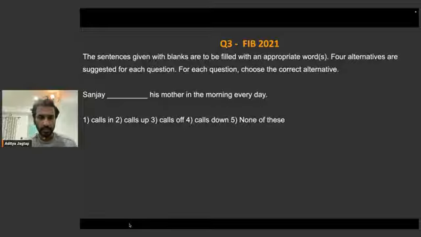All right, let's look at another fill in the blank question from the 2021 paper. It's not like I've chosen from two papers actually. Overall, the level of difficulty of these questions remains similar if you look at the past 10 years.